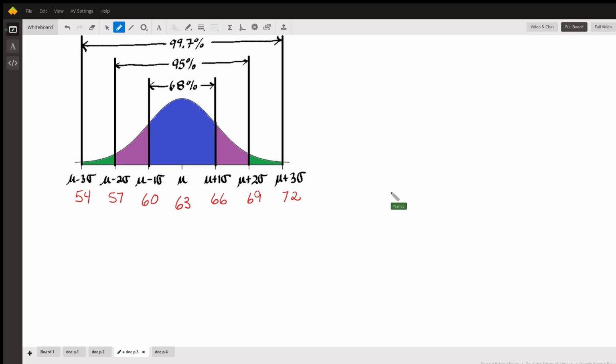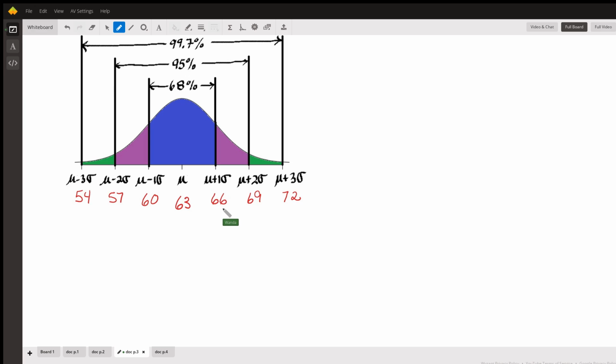So with respect to this specific problem, this problem is giving us the number of requests to change out a fluorescent light bulb each day. On an average day, we have about 63 requests to change light bulbs. About 68% of the days, the number of requests are between 60 and 66. That's because 63 is the mean and the standard deviation was 3.